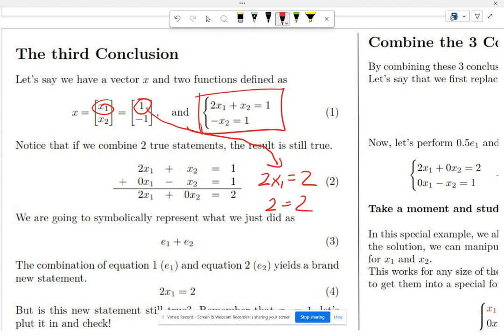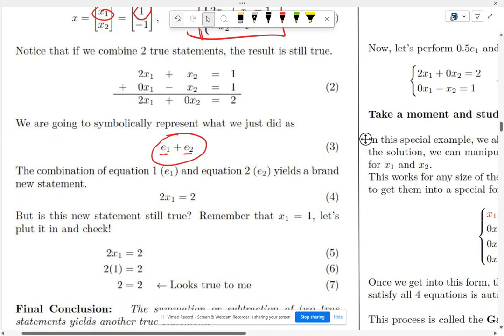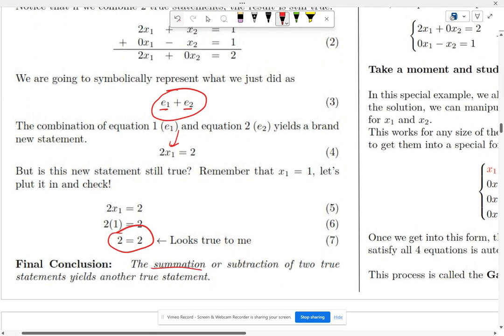Now, we're going to symbolically represent what we just did. Combination of equation 1 and equation 2 as this. And as I showed you previously, if we plug 1 in here, 2 is equal to 2. So, that leads us to the third conclusion. The summation or subtraction of 2 true statements yields another true statement.